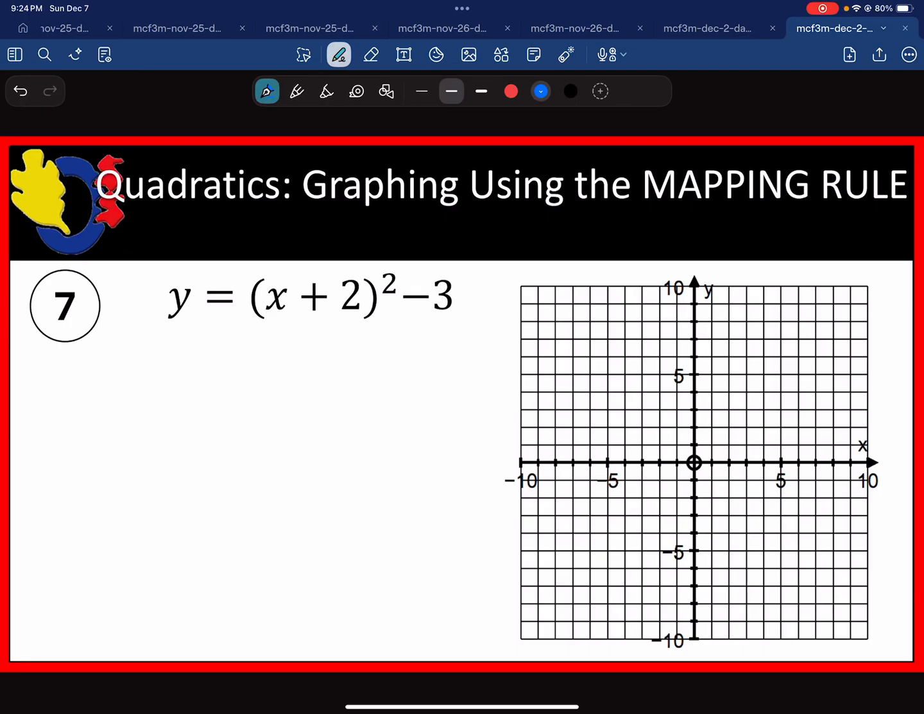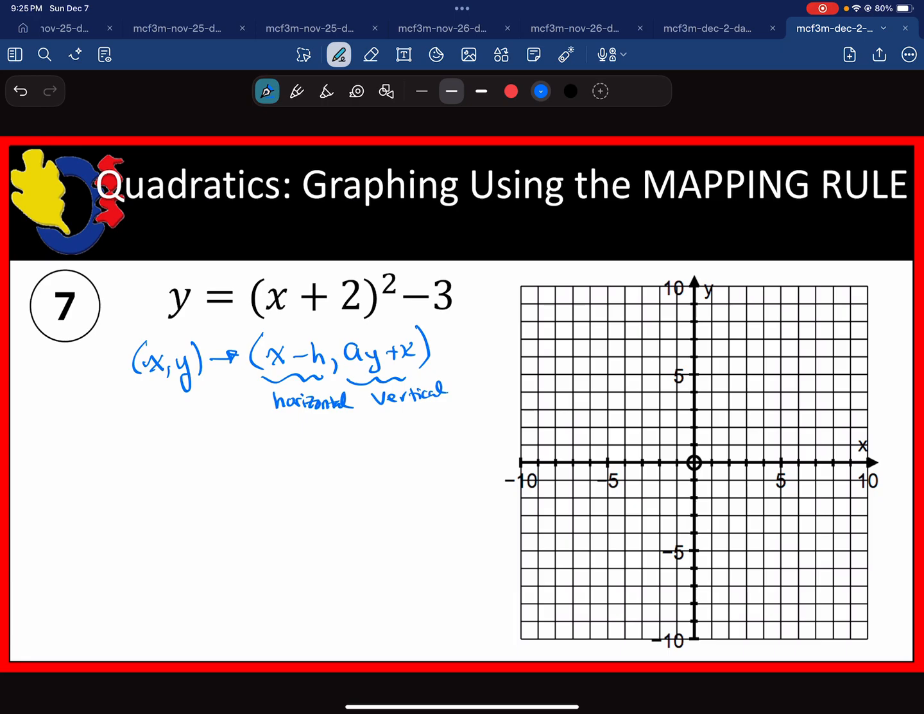Hi everyone, in this lesson we are going to graph using the mapping rule. So the mapping rule is our x, y coordinate is mapped onto, and the general rule is x minus h and then ay plus k. So everything that's horizontal is here and everything that's vertical goes in the y space.